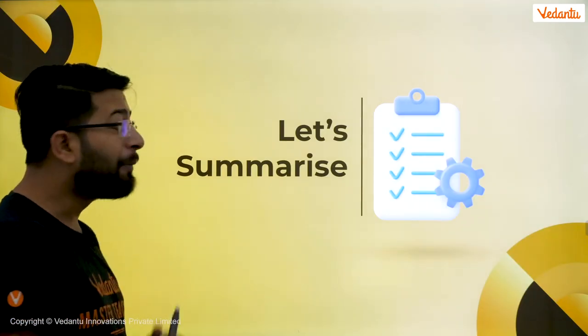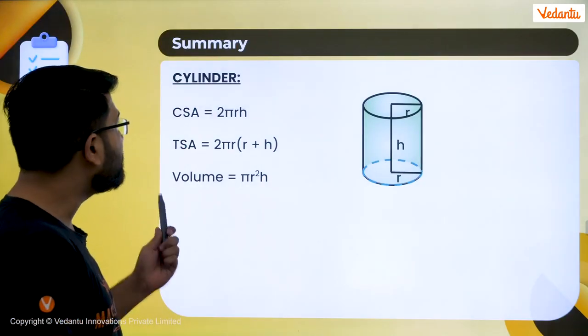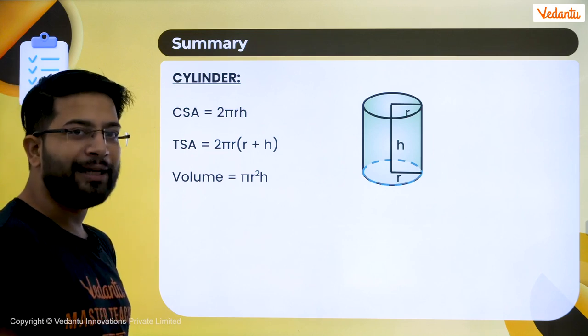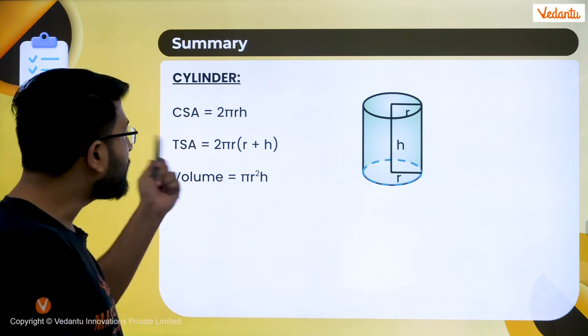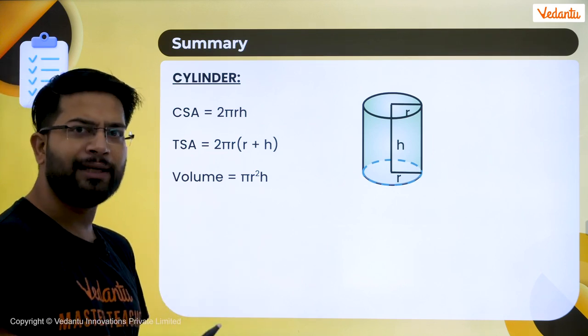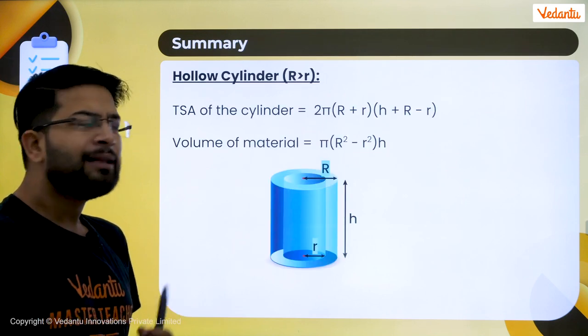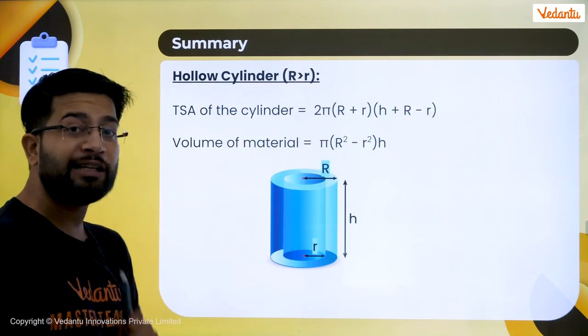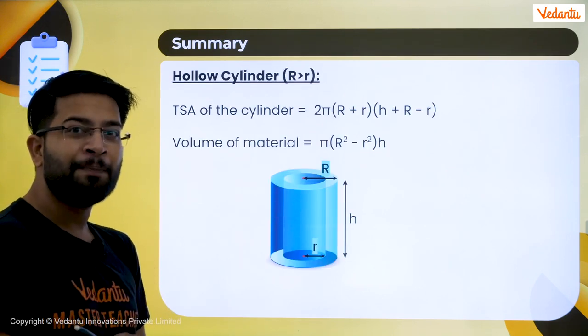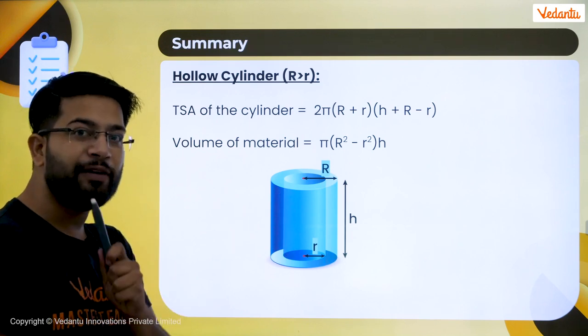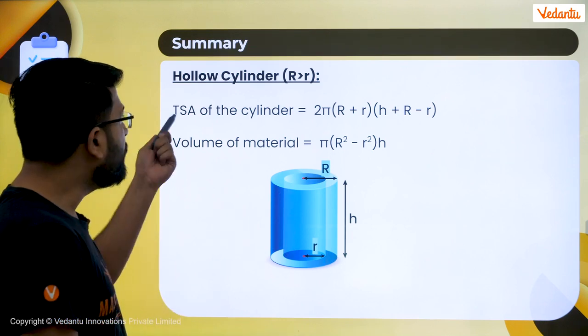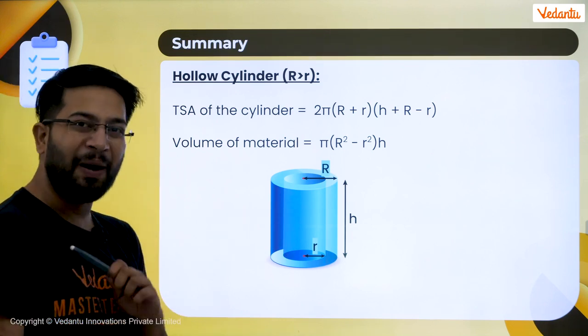Okay, champ. So let's summarize our class. In this class, we have seen the curved surface area of the cylinder, the total surface area and volume of the cylinder, and how we can derive it. Then we have seen the hollow cylinder, which is very important because here the top and the bottom surfaces will be rings, right? So we know the TSA and volume of the hollow cylinder also.